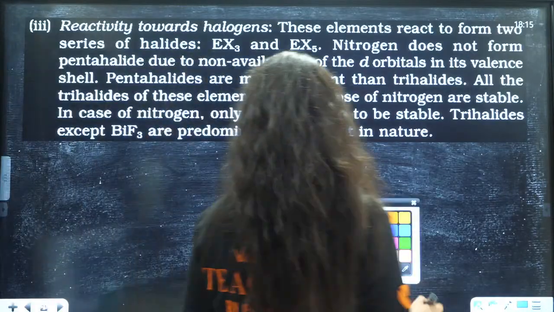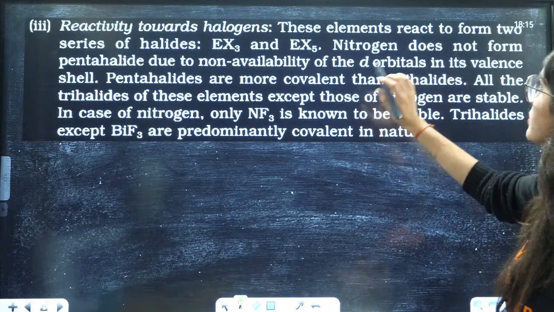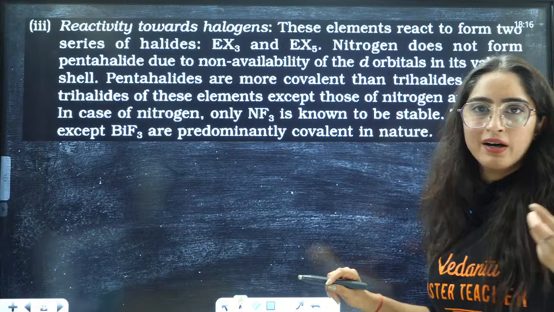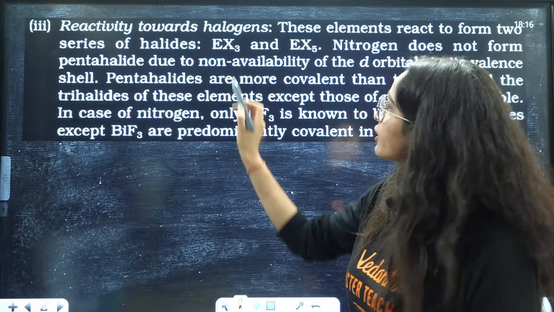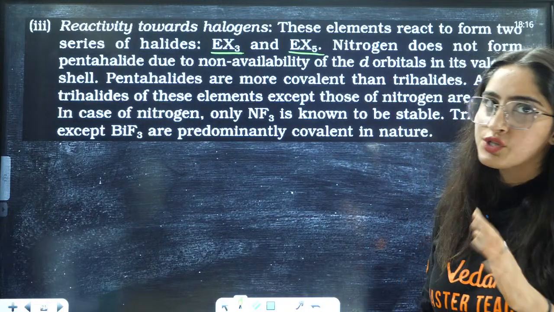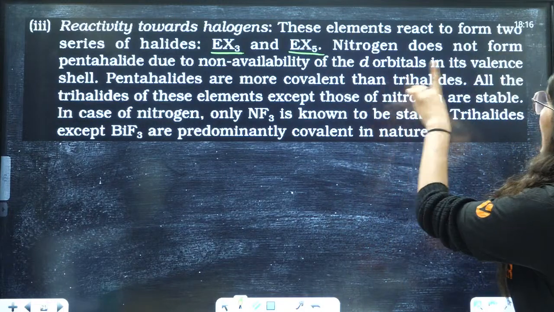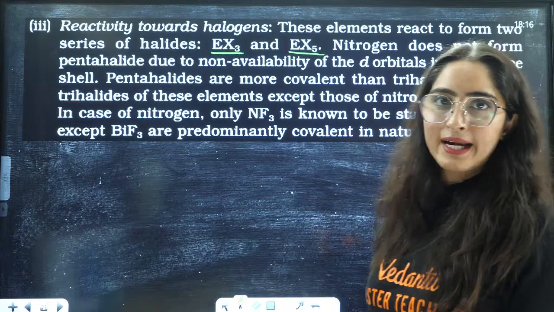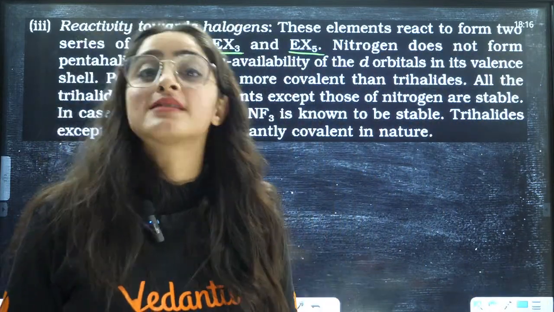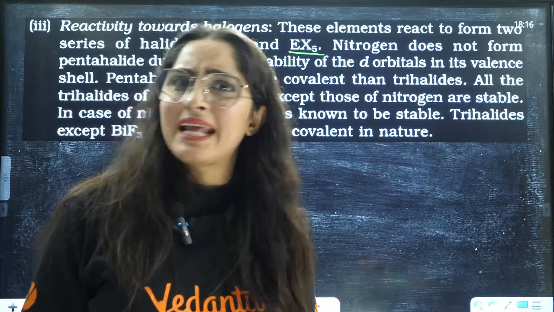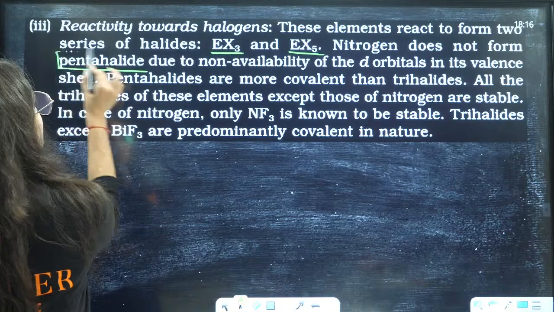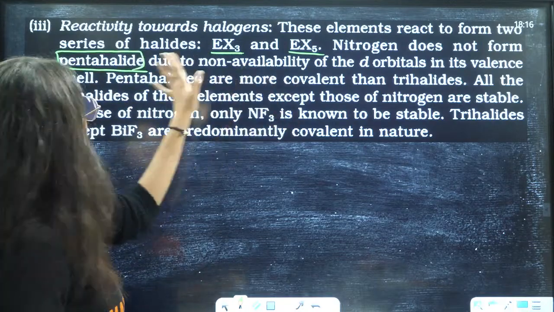So here, reactivity towards halogens. If you talk about halogens, these elements react to form two series of halides. See, if your metal is in the +3 oxidation state, it will form EX3. If the metal is in the +5 oxidation state, it will form EX5. Nitrogen does not form pentahalide. Have you seen NCl5? No. You have seen NCl3, NF3. But NCl5 we have not seen. So it will not form pentahalide because it does not have vacant d orbitals.